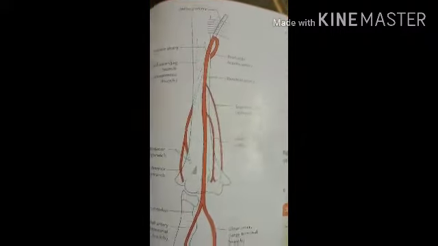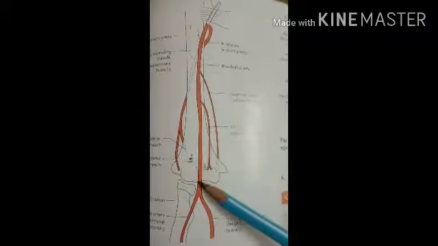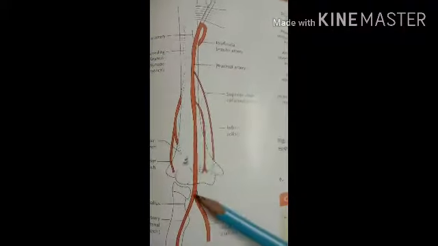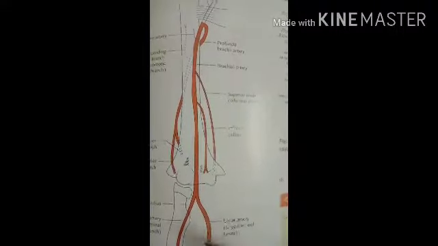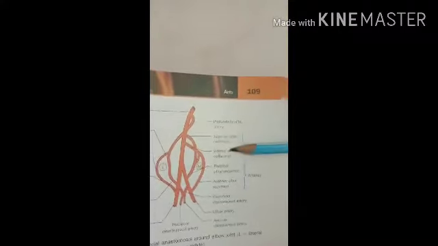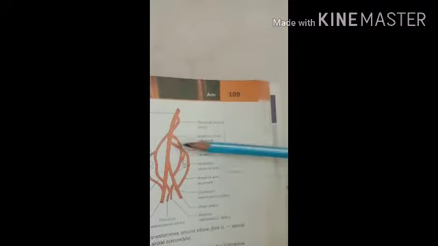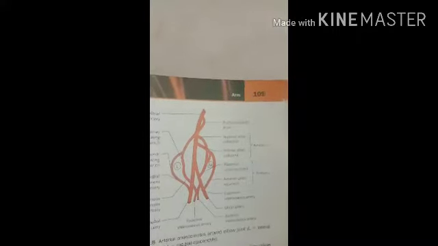Then this brachial artery, whenever it goes downwards in front of the elbow, is divided into the radial and the ulnar artery. Here in this diagram you can see the anastomosis around the elbow joint. Here this is the superior ulnar collateral artery, and this is the inferior ulnar collateral artery, and they form the arterial anastomosis around the elbow joint. Okay.